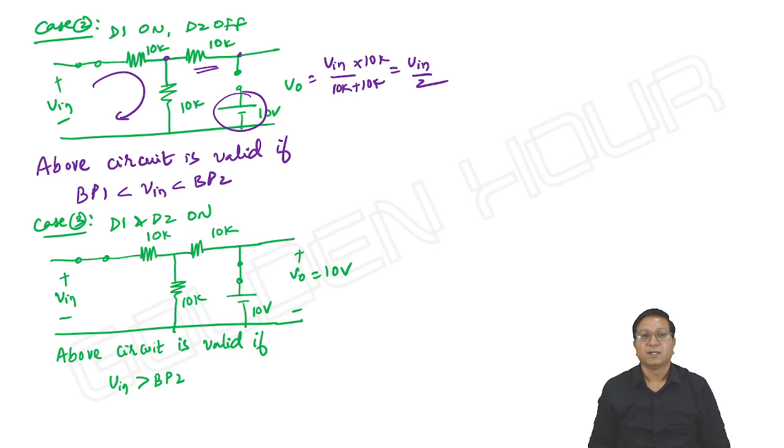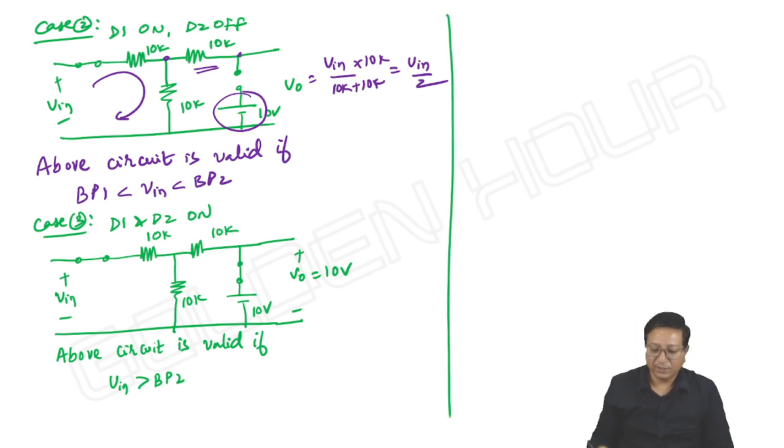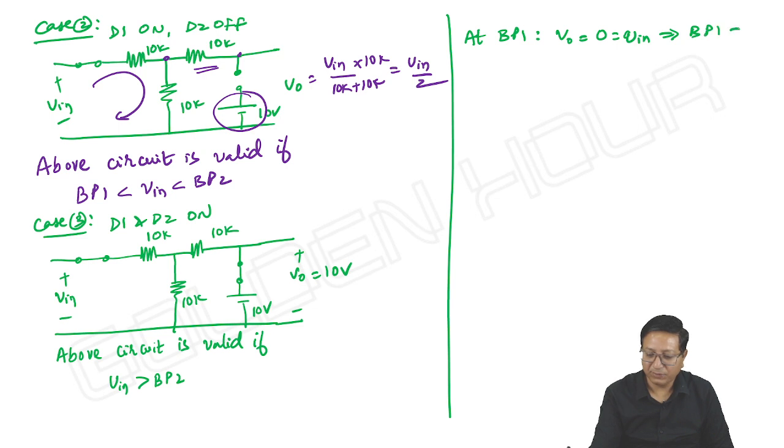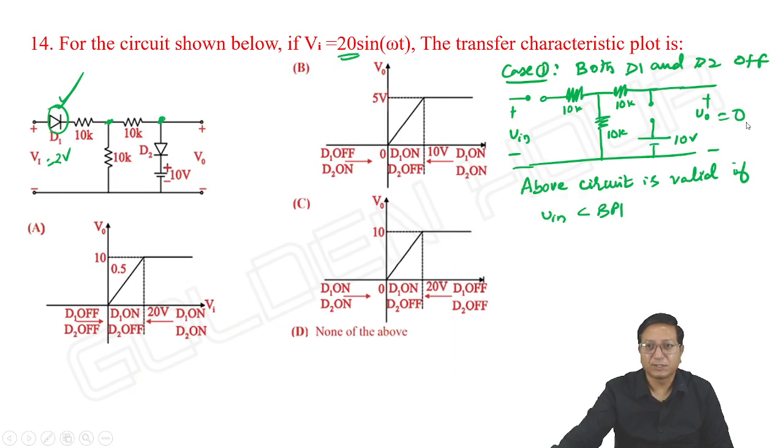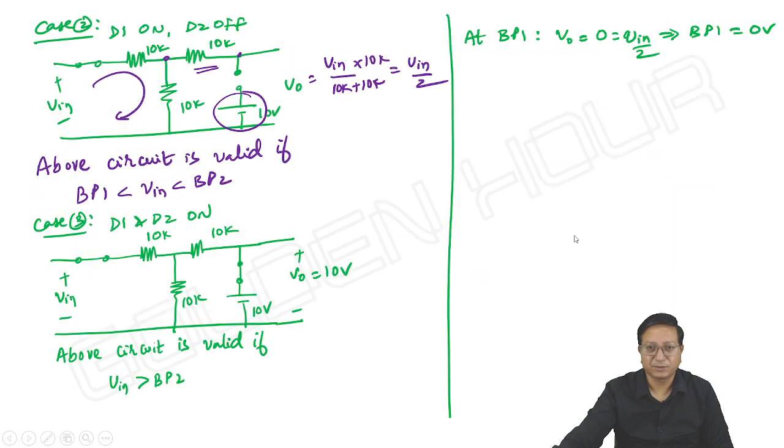Okay. Now let us find the two breakpoints. At breakpoint 1, output is equal to 0. Also, output is equal to input. Implies breakpoint 1 is 0 volts. Initial value of the output is 0.